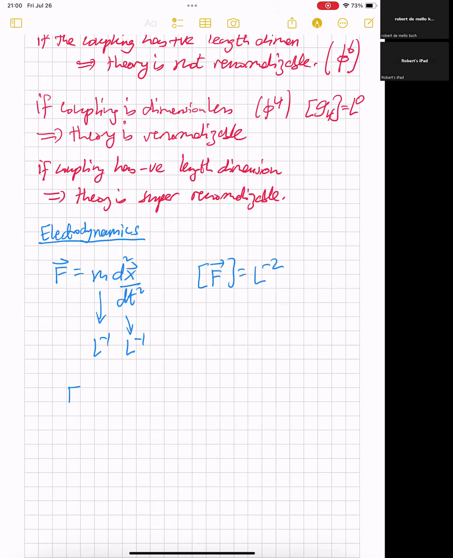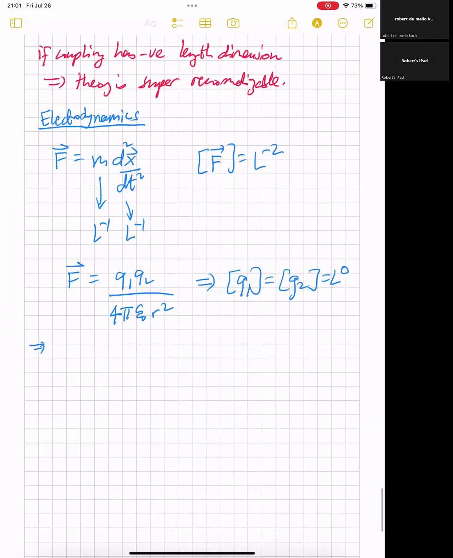Now think about the Coulomb potential. F would be equal to Q1, Q2 over 4 pi epsilon naught r squared. Well, 1 over r squared is 1 over length squared. So from this, you immediately know that Q1 and Q2 are dimensionless. So what do you learn? Quantum electrodynamics, QED, is renormalizable by power counting, okay? And this is, in fact, the theory that Feynman, Schwinger, and Tomonaga used to formulate renormalization theory, and you see this theory is renormalizable.